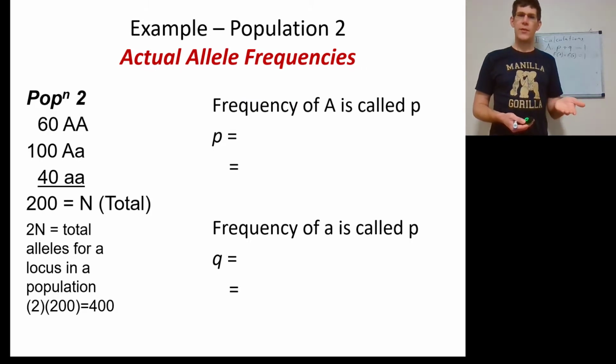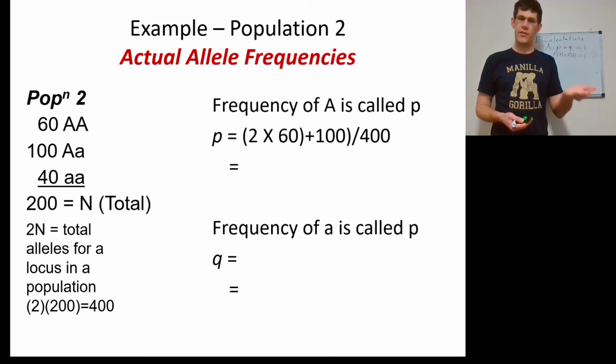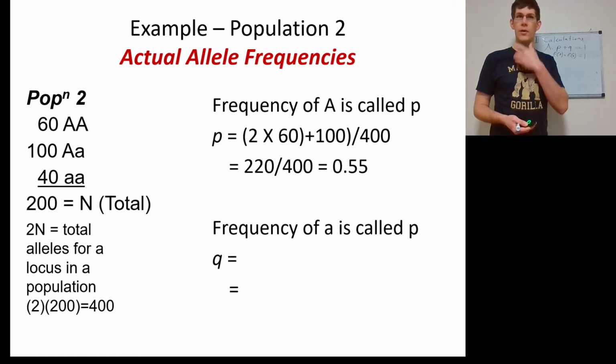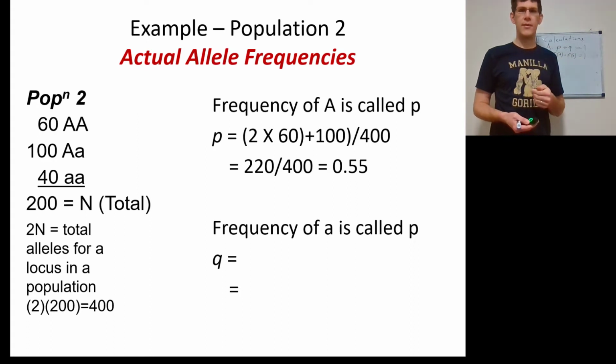But let's look here at the frequency of the alleles. You have 60 times 2 because each one of those homozygous dominant individuals has 2 copies of the dominant allele, plus 100 for the heterozygotes, which each have 1 copy of the dominant allele, divided by 400, the total copies of the alleles in the population. That is going to equal 0.55.